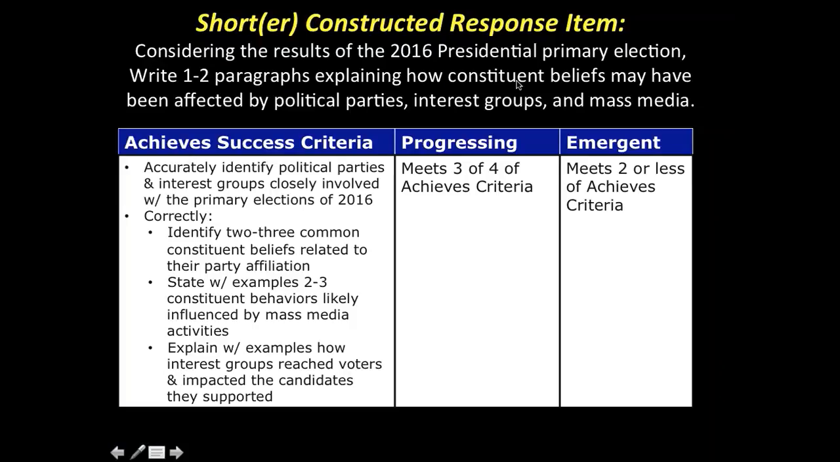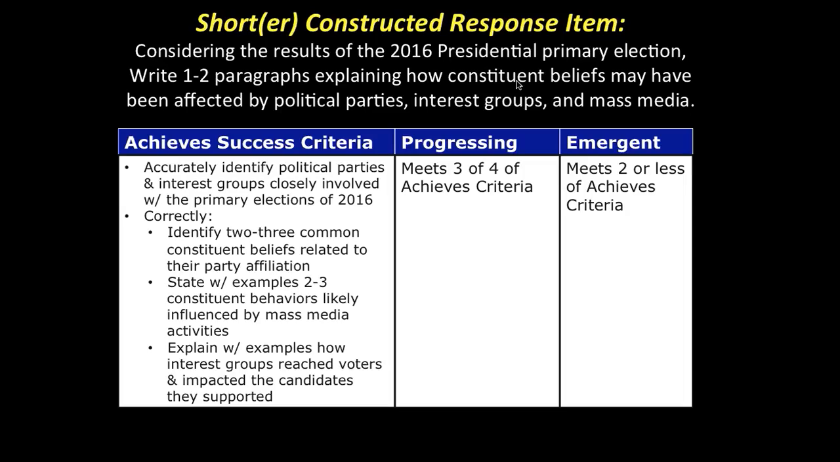So from that, here's a short constructive response item. Considering the results of the 2016 presidential primary election, write 1 to 2 paragraphs explaining how constituent beliefs may have been affected by political parties, the interest groups, and the mass media. So you see there on the left-hand side, achieves the criteria linked right back to the previous standard and success criteria. Accurately identify political parties who were involved in the elections, correctly identify 2 to 3 common constituent beliefs related to the political parties. State with examples 2 to 3 constituent group behaviors influenced by mass media, and explain with examples how interest groups reached voters and impacted the candidates they supported.